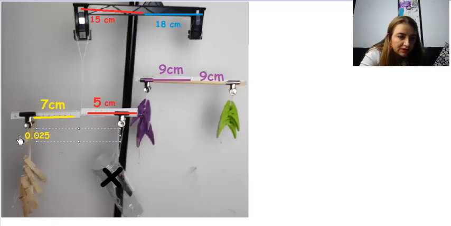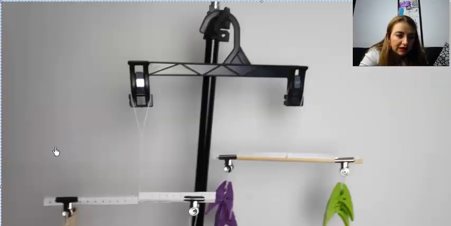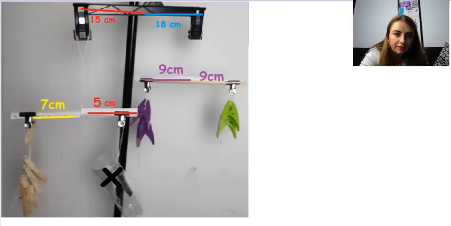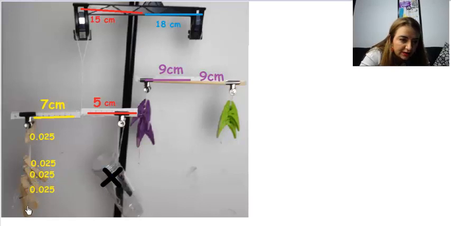All of these are going to have the same measure. This one is going to be 0.005, the other one is going to be 0.005, this one is 0.005, and this one is 0.005.